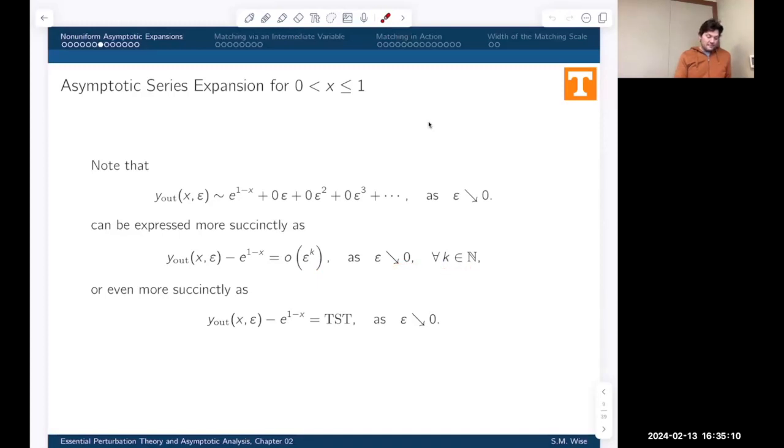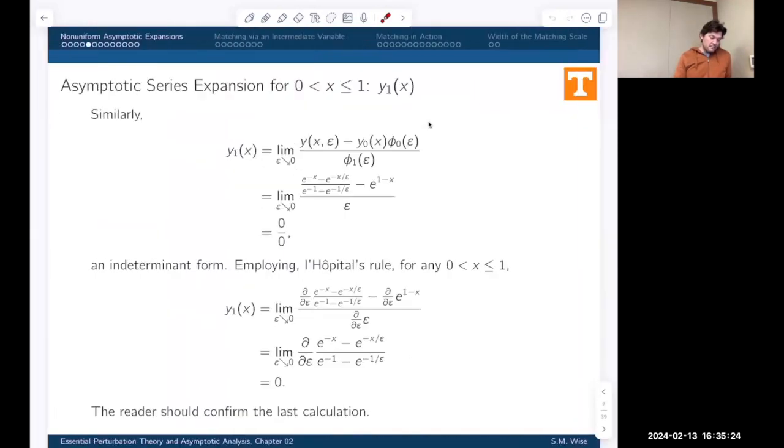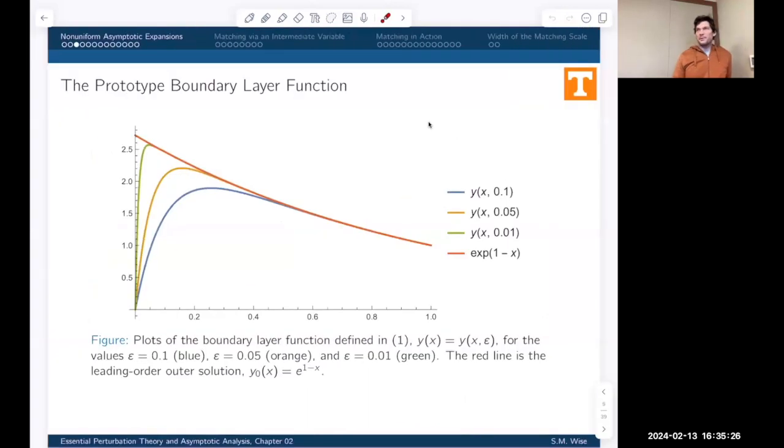Okay, and that follows directly from that. I'll let you prove that. And this, by definition, is TST. Any questions about that? So basically it's saying that, if we look at the picture, this function out here is mostly this guy, up to transcendentally small terms as epsilon gets smaller and smaller.